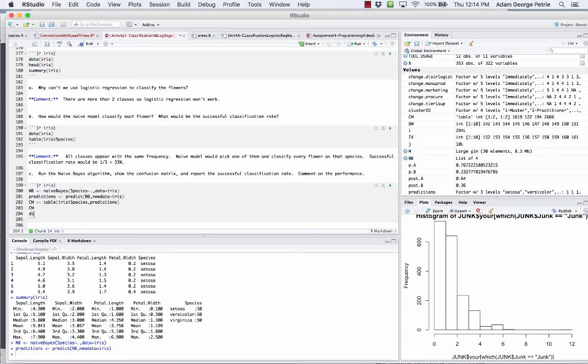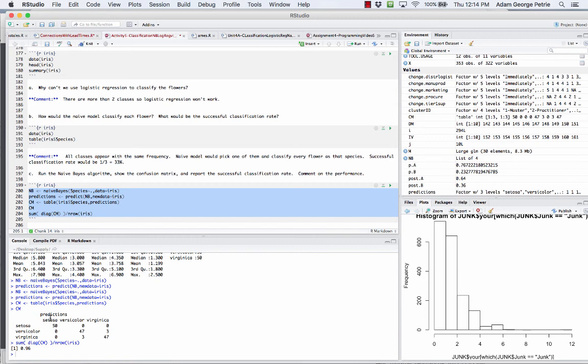Take a look at it, and then looking forward, we're going to look at the successful classification rate. So we're going to take the sum of the diagonal elements of the confusion matrix, divide by the number of predictions that we made, and let's see the results here. So wow, the naive Bayes algorithm actually succeeds phenomenally well. Notice that of all of the 50 setosas, the predicted values are all setosa as well. 100% successful classification rate for that class.